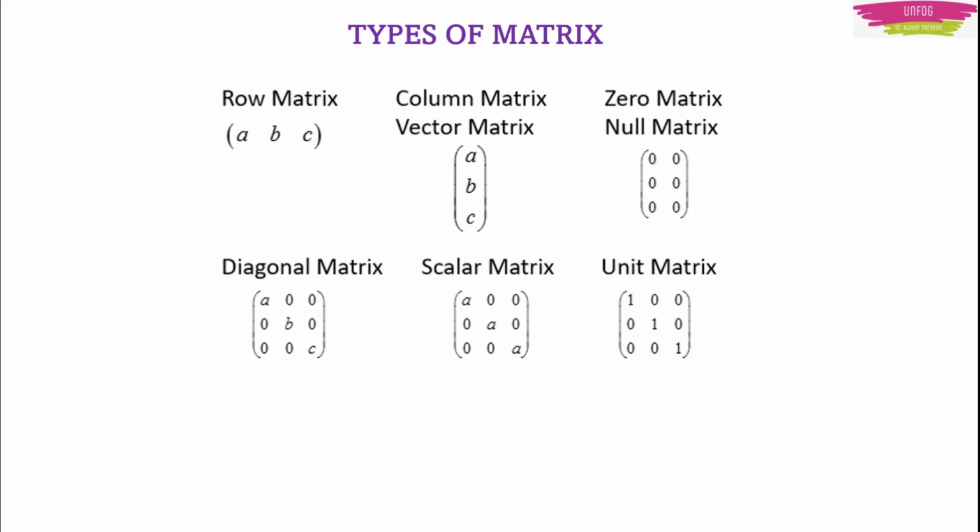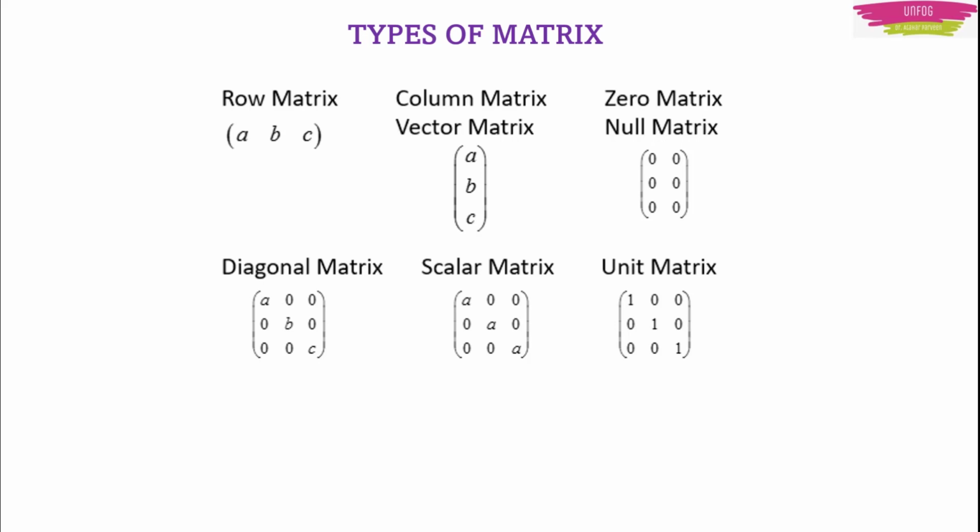Row matrix means you have only one row in that matrix. In the same manner, a column matrix has only one column. In a zero matrix or null matrix, there are no elements other than 0, only zeros. In a diagonal matrix, if you draw a square and one diagonal, only on that diagonal you will have numbers or variables, and in all other places you will have 0. A scalar matrix is the same as a diagonal matrix, but the difference is that all the diagonal entries are the same. Here in the diagonal matrix you had A B C, in the scalar matrix you have A A A.